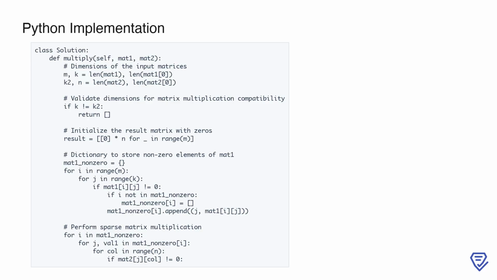Next, we initialize a result matrix filled with zeros. The size of this matrix is determined by the number of rows in mat1 and the number of columns in mat2, as these define the dimensions of the output. To optimize the multiplication process, we create a dictionary called mat1_non0 to store the non-zero elements of mat1. This dictionary maps row indices to a list of tuples, where each tuple represents the column index and the value of a non-zero element. By iterating through mat1, we populate this dictionary, ensuring that we only process non-zero elements, which is crucial for sparse matrix efficiency.